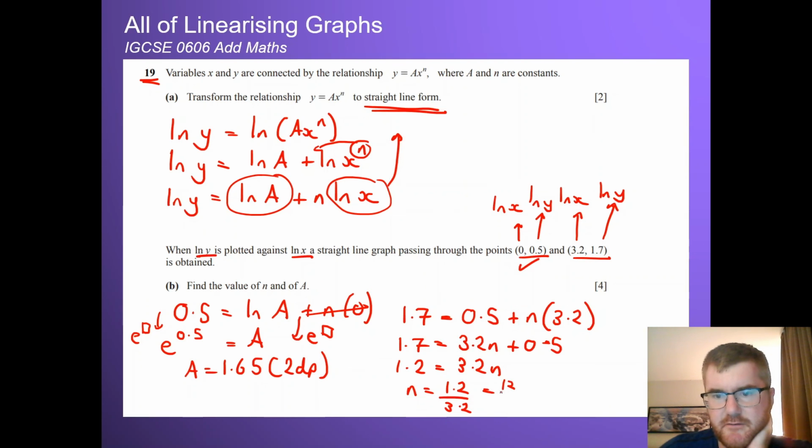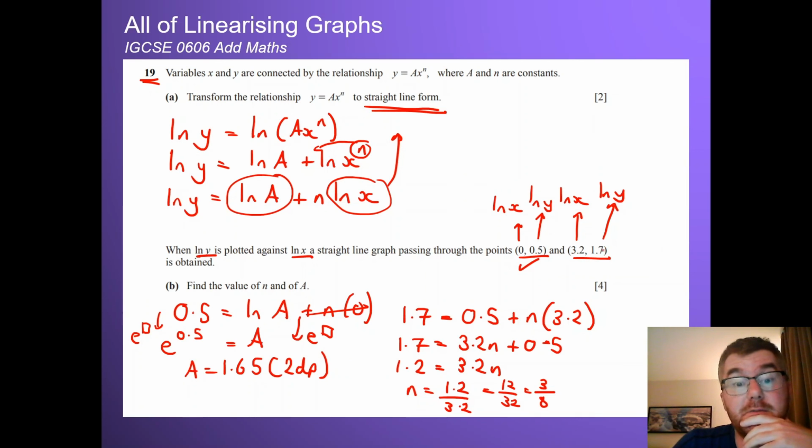What's that going to be? 12 over 32. 4, isn't it? Nope, so 3 over 8. I hope you can still see that, that my screen is not blocking it. So n is just equal to 3 over 8 for 4 marks. 4 marks is pretty generous there as well. I haven't done that much mathematics to get those marks.